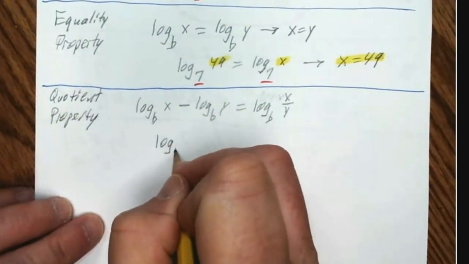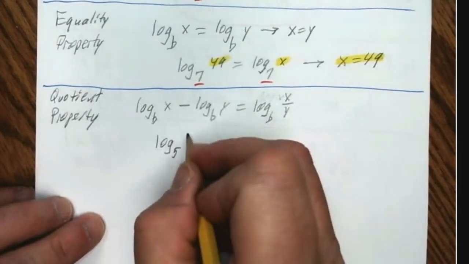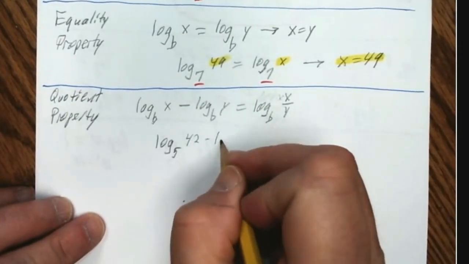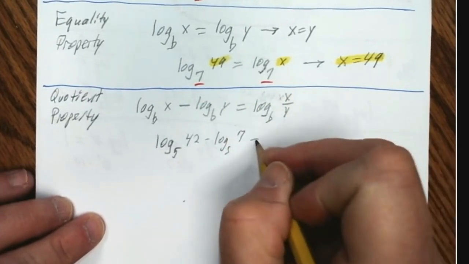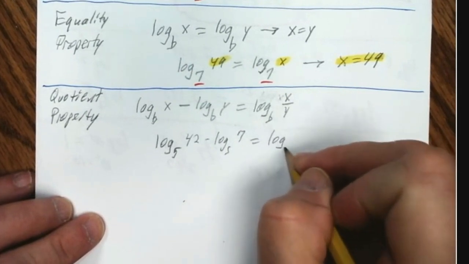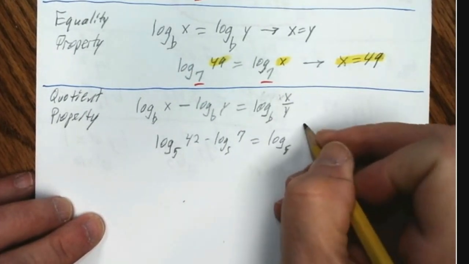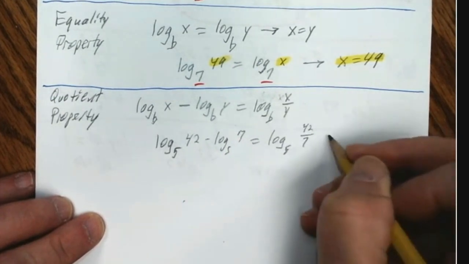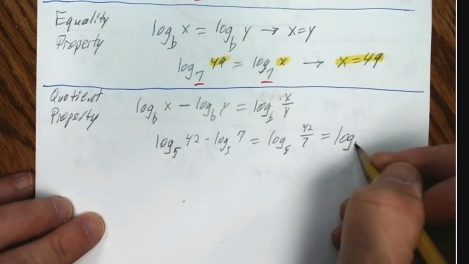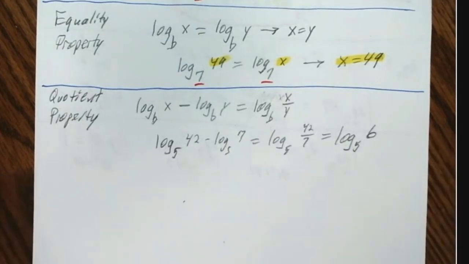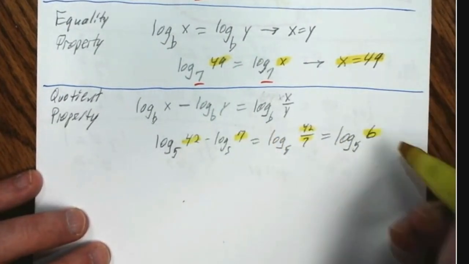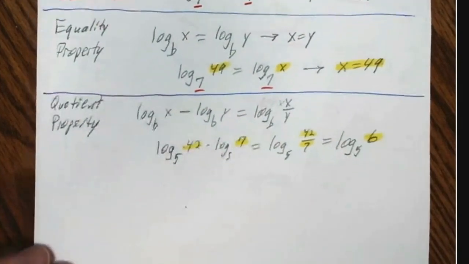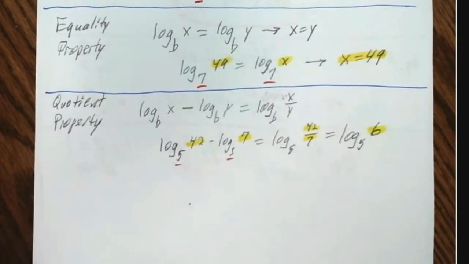So if we have our example here, log base 5 of 42, and we subtract log base 5 of 7, then that's the same as log base 5 of 42 divided by 7, which means it's the same as log base 5 of 6. So that works. 42 and a 7, so we can divide 42 by 7. So it equals 6. And again, it has to be the same base.